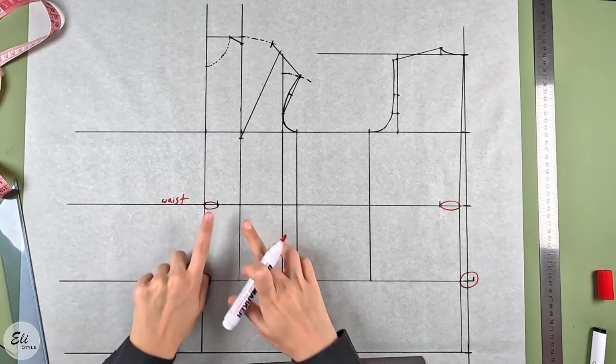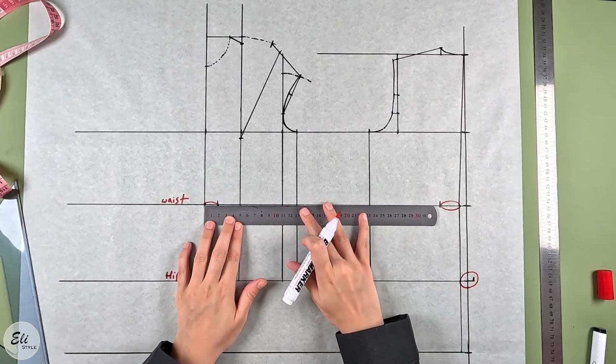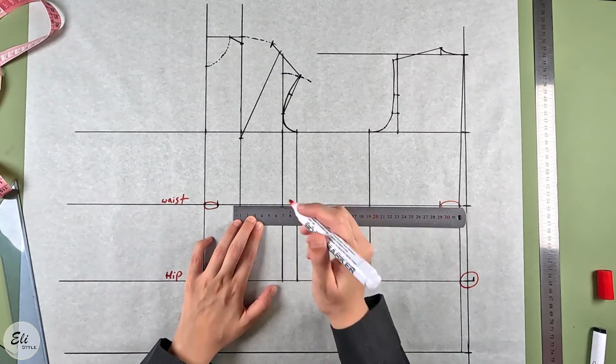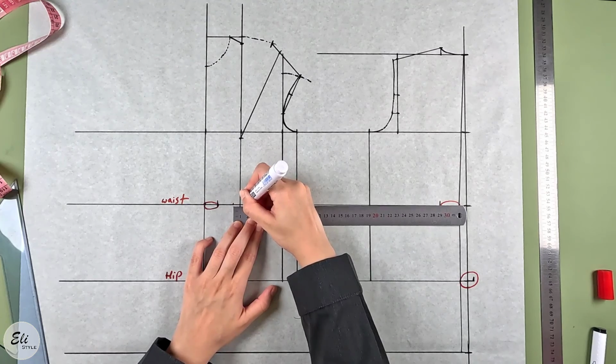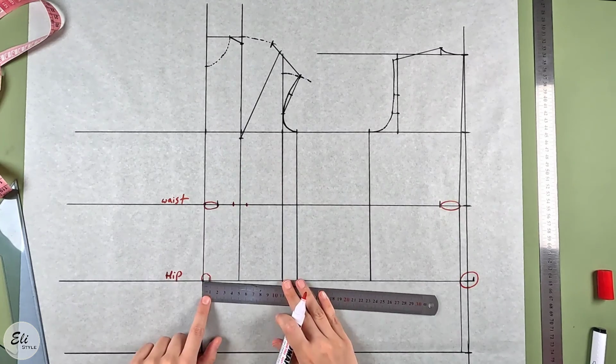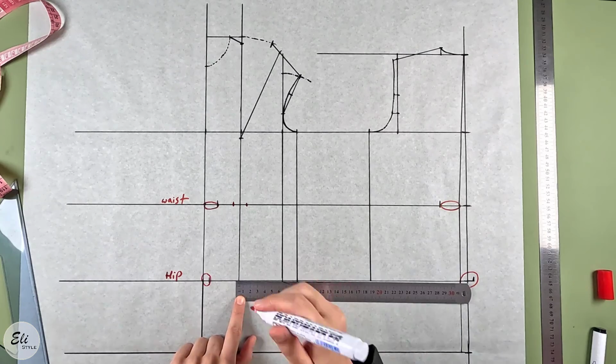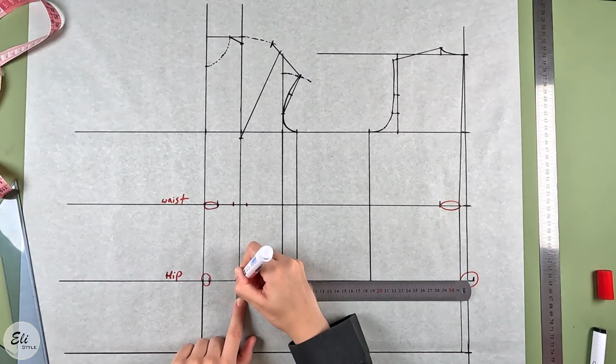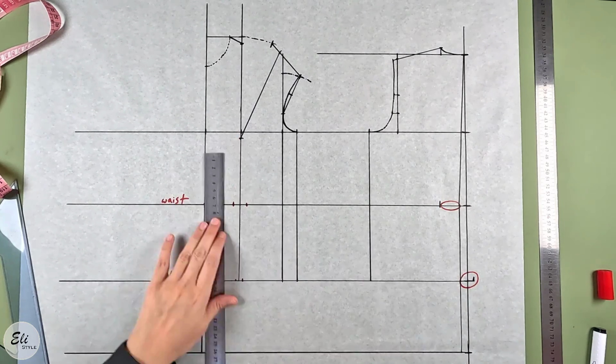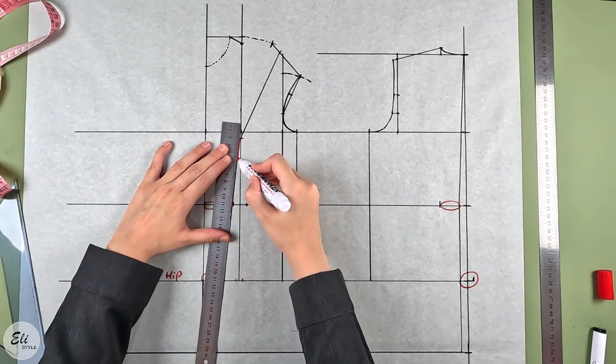Divide the distance between points 35 to 37 equally on both sides of the under bust line. Also divide the extra amount on the front hip line equally on both sides. Now you can complete the front dart. Pay attention to the dart drawing.